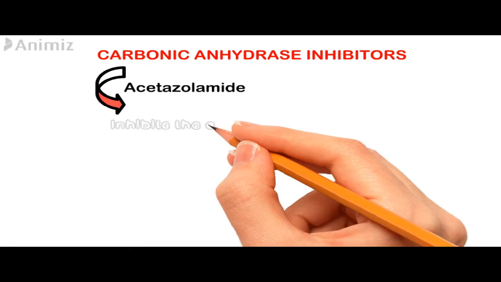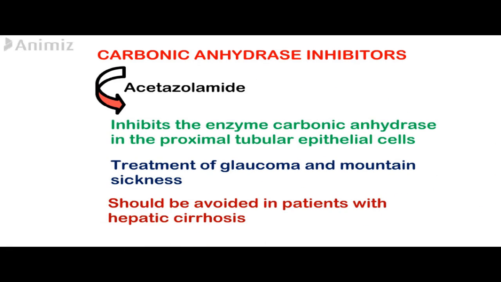Carbonic anhydrase inhibitors, such as acetazolamide, inhibit the enzyme carbonic anhydrase in the proximal tubular epithelial cells. These drugs are mainly used to treat glaucoma because they reduce the elevated intraocular pressure of open-angle glaucoma. The topical ones, especially dorzolamide and brinzolamide, have the advantage of not causing any systemic side effects. These drugs are also used for prophylaxis of acute mountain sickness among healthy patients. Acetazolamide should be avoided in patients with hepatic cirrhosis because it could lead to decreased excretion of ammonia.